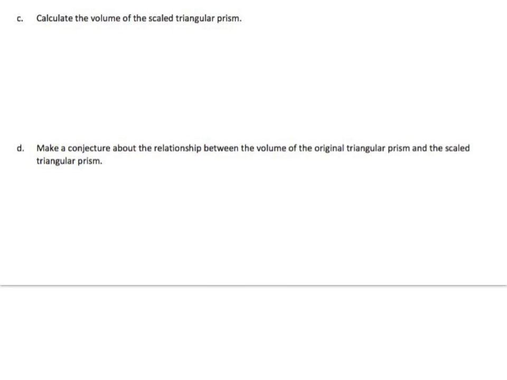Calculate the volume of the scaled triangular prism. So volume equals 1/2 the new base, 6 times 12, and the new height is 15. That's a lot of numbers. Let me get my calculator. So 1/2 times 6 is 3, times 12 times 15 gives me 540 units cubed.